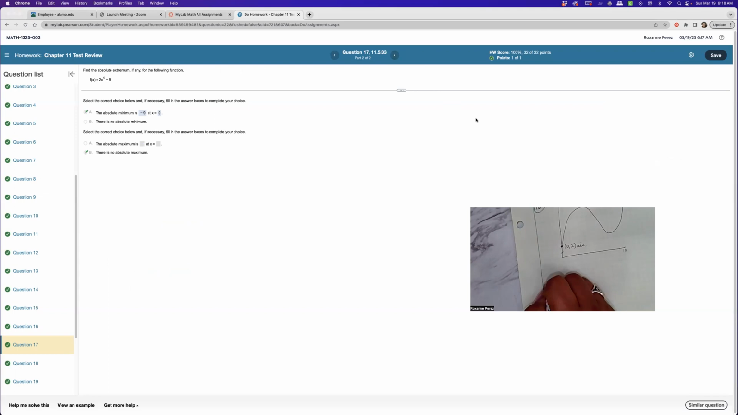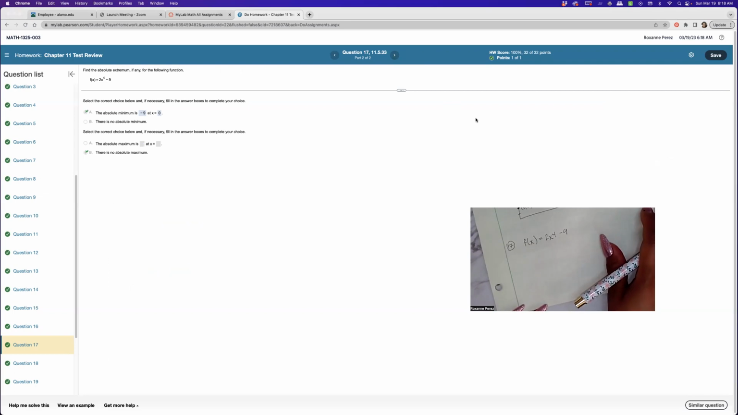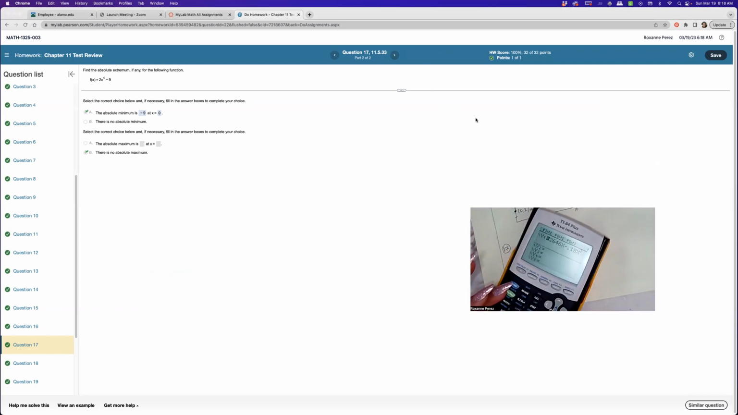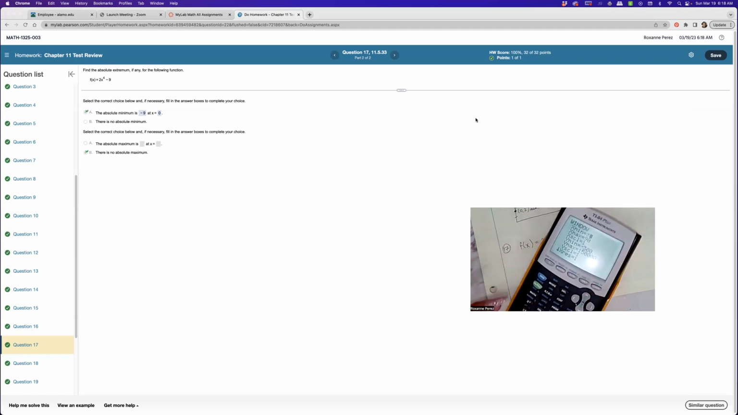17. They are giving us the function f of x equals 2x to the 4th power minus 9, and find the absolute extrema. Okay, so let's graph this. 2x raised to the 4th power minus 9, graph. And I want to change my window to negative 90. I think 300 will be fine. Okay.